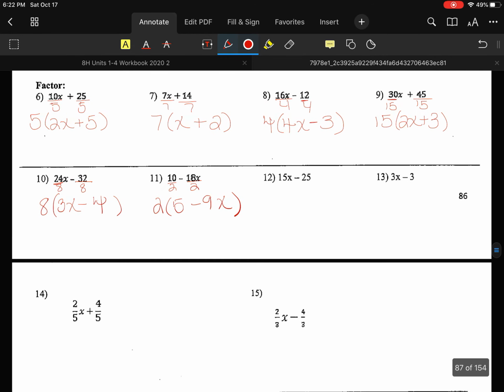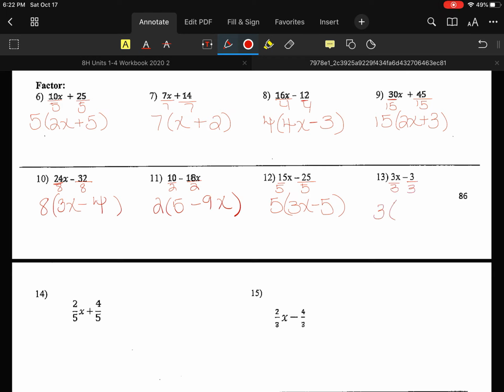Number 12, 15 and 25. Let me see what else we have here. Okay. 15 and 25, so I'm going to start with the smaller of the two, which is 15. 15 can go into 15. 5 can go into 15 and also go into 25. So I'm going to use 5 as my GCF. I'm going to divide both of these by 5, and I'm going to have 3x minus 5.